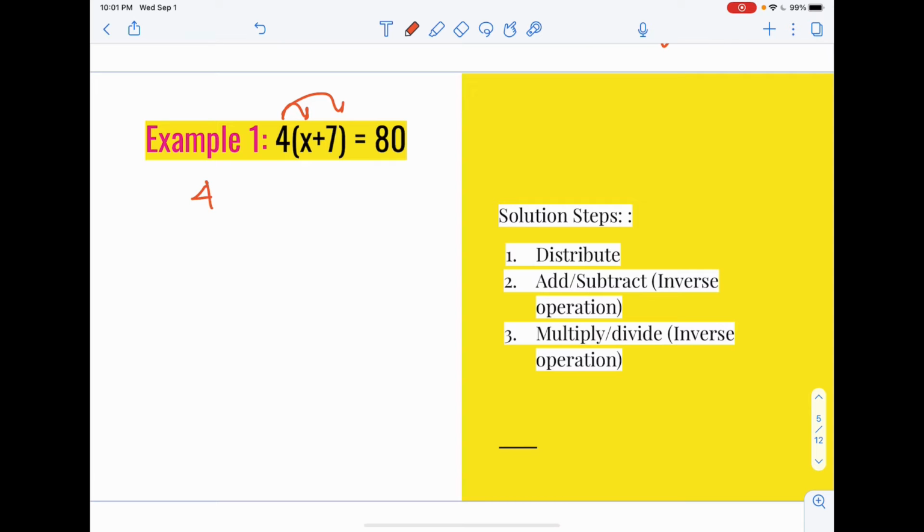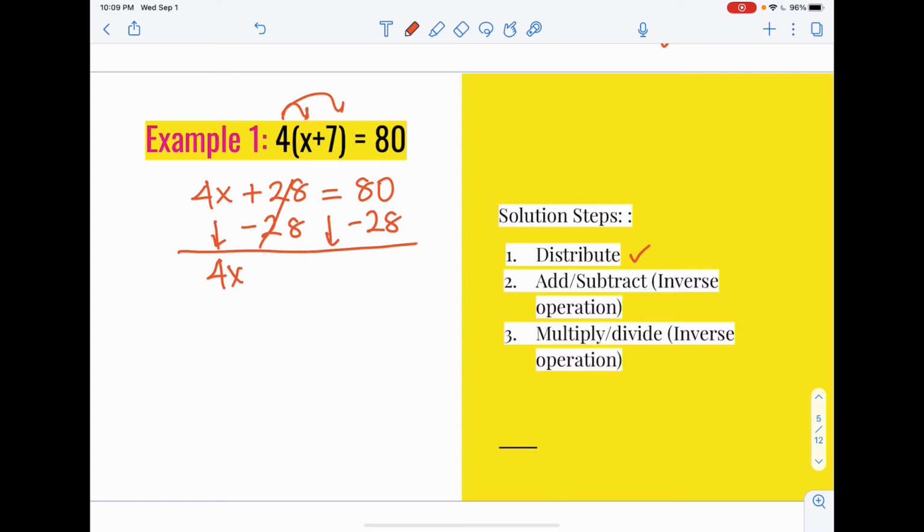4 times x will be 4x, 4 times 7 will be 28, is equal to 80. Okay, we're done with the first step. Now let's subtract 28 from both sides, just like we did with the two-step equations. And bring down 4x, and then bring down the equal sign. 80 minus 28 will be 52.